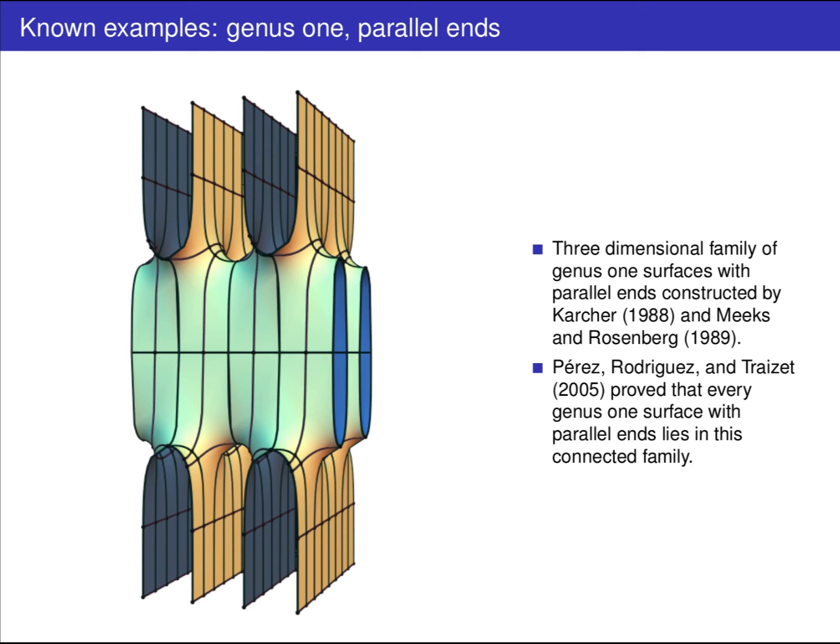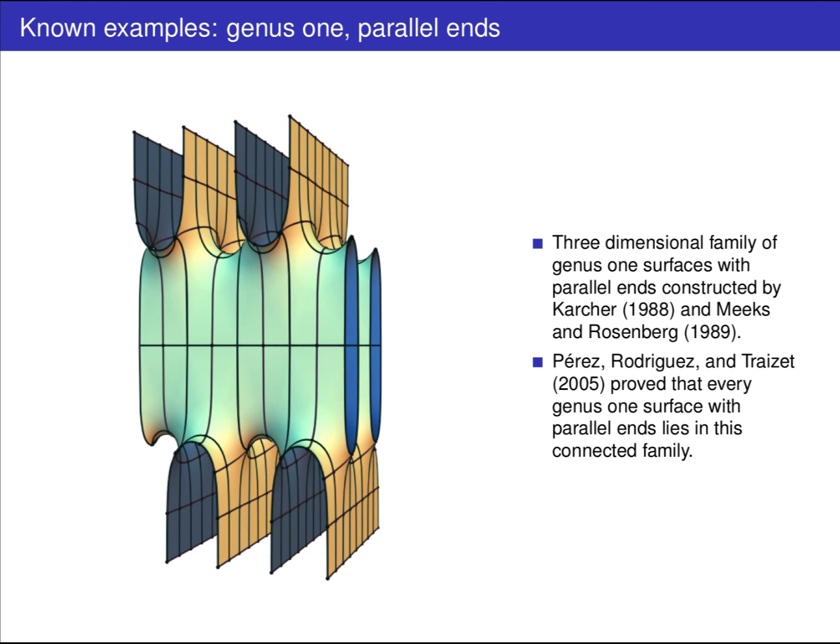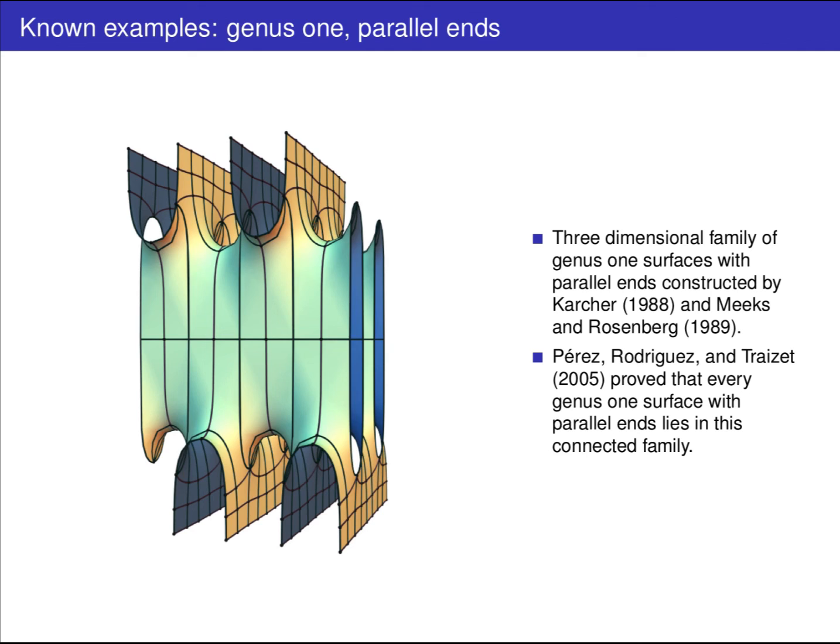We can also shift the top ends while keeping the location of the bottom ends constant, and shift the top ends over, just giving some of the sense of this three-dimensional family of the genus 1 doubly periodic surfaces with parallel ends.